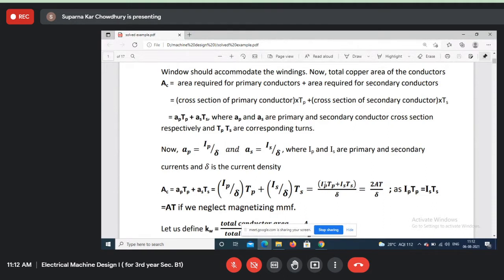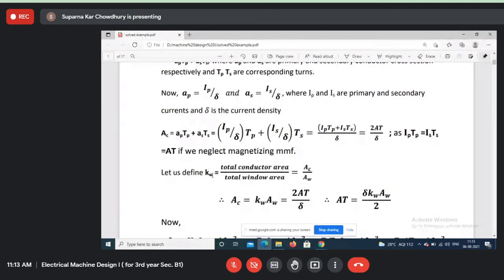Now what is IP TP? That is the primary current into primary turns. So this is ampere turn, AT, and this is IS into TS, also AT. We know for a transformer the magnetizing ampere turns is very small, so the primary and secondary ampere turns are for practical purposes taken equal. So it is equal to twice AT by delta, taking IP into TP equal to IS into TS equal to AT. So twice, we are neglecting the magnetizing ampere turn.